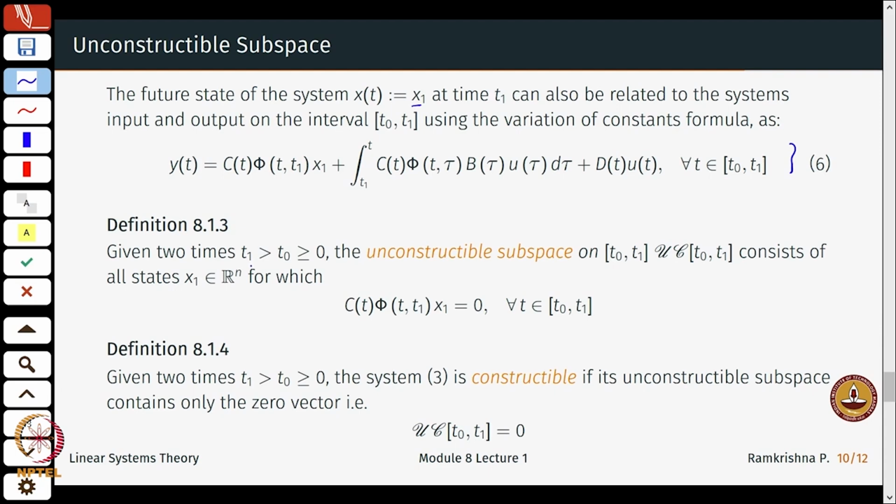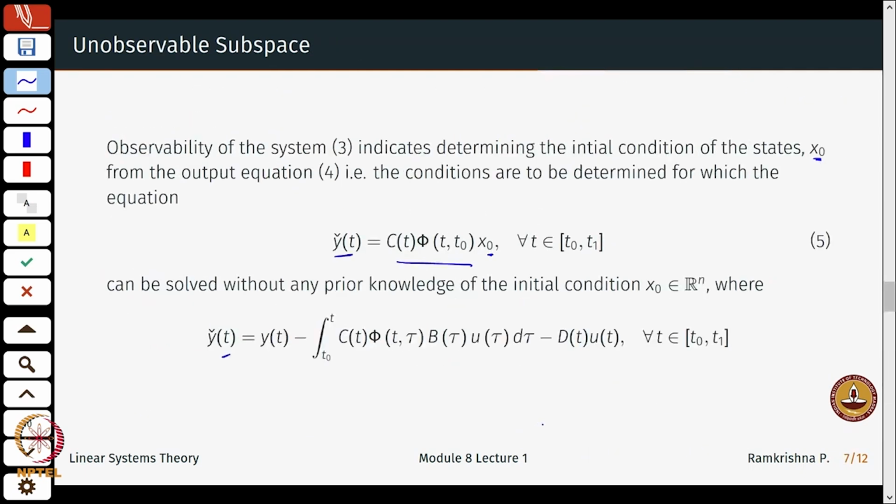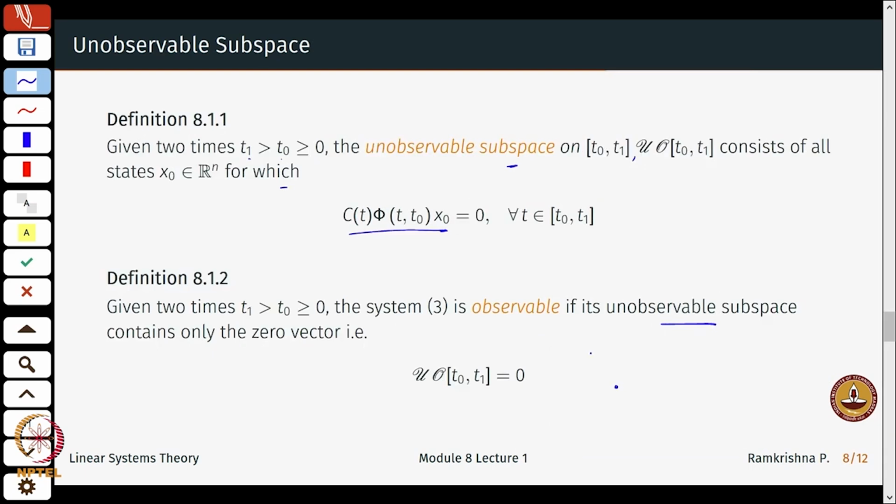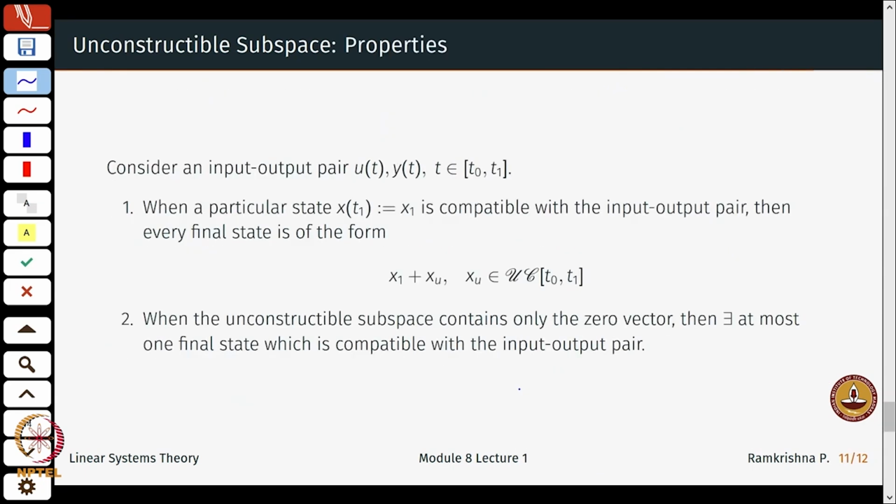So, if I have T1 and T naught, the unconstructible subspace consists of all states for which this holds. Okay. Now, the system is constructible if its unconstructible subspace contains only the 0 vector, right. So, there is only one. Similar to the observable case, when the system was observable, its unobservable subspace consisted only of the 0 vector. And of course, these two properties are now very obvious, as in the previous case.